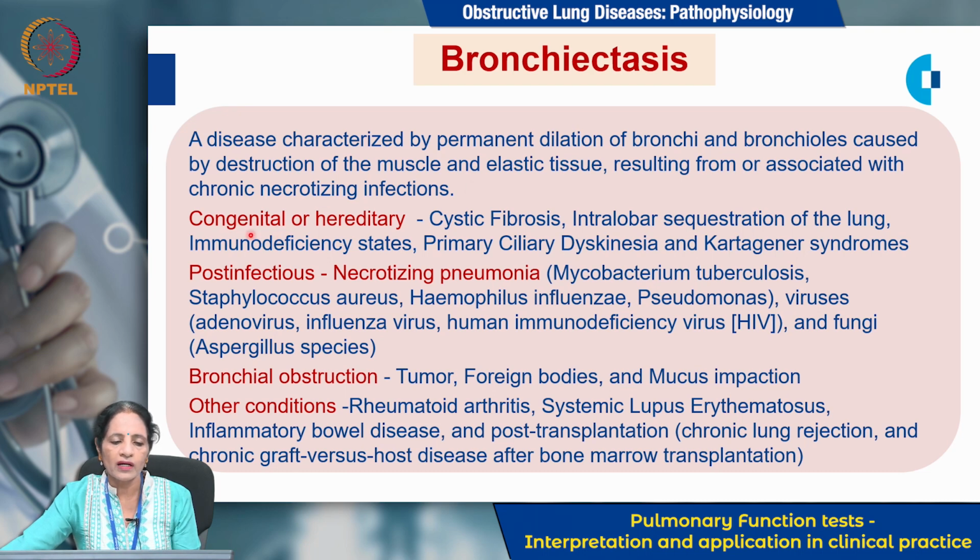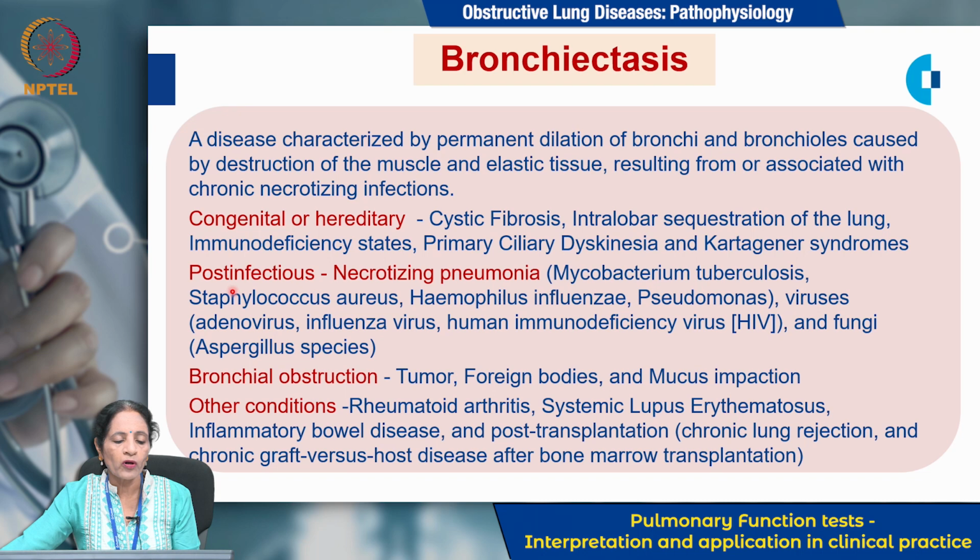Coming to the types, there are congenital or hereditary types, which include cystic fibrosis, intralobular sequestration of the lung, immunodeficiency states, and primary ciliary dyskinesia and Kartagener syndrome. So, these are the most important congenital hereditary conditions, out of which cystic fibrosis, Kartagener syndrome and primary ciliary dyskinesia are all important and should be diagnosed at a very early age.